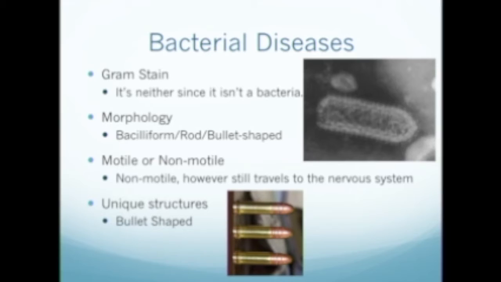Morphology. Morphology is the study of the form and structure of animals and plants. The morphology of the rabies virus is bacilliform, or rod, and is bullet-shaped. It is non-motile, but still is able to travel to the nervous system. As stated before, the unique structure is its bullet-shaped design.